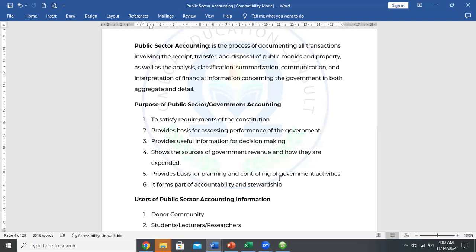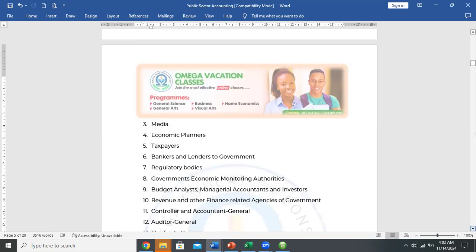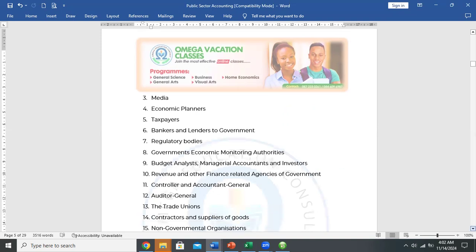Okay, users of public sector accounting information. I think from Form 1 we saw the creditors, debtors, shareholders or owners of the company as users of accounting information. The same applies here, but it would extend to donor communities, students, lecturers, researchers. They all use information from the public sector. Okay, economic planners, taxpayers, bankers and lenders to the government, regulatory bodies, budget analysts, the Auditor General, in fact, a whole lot of them.